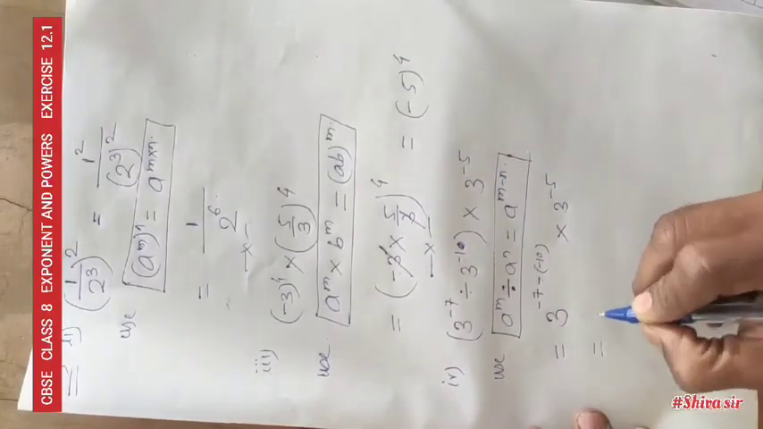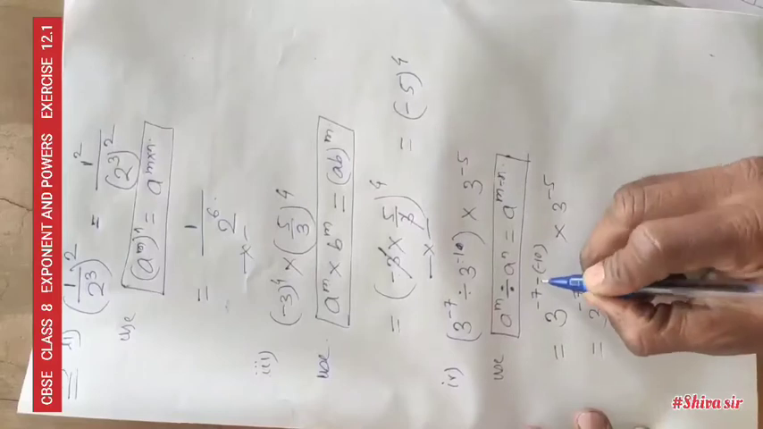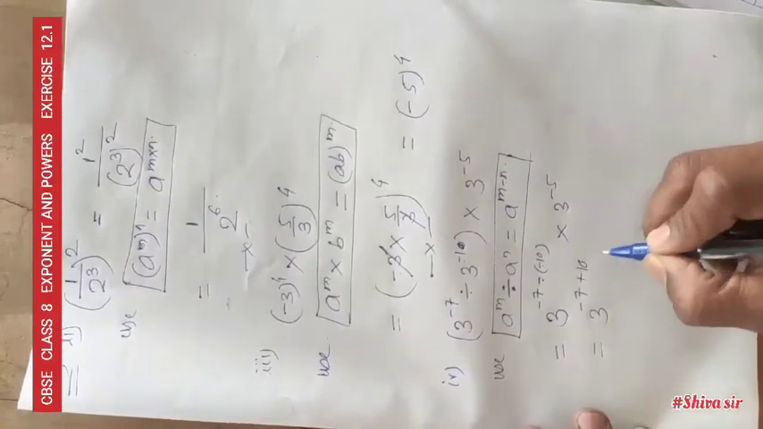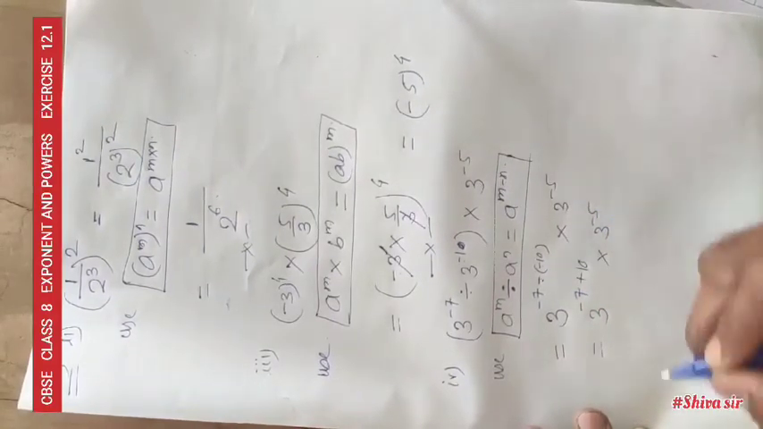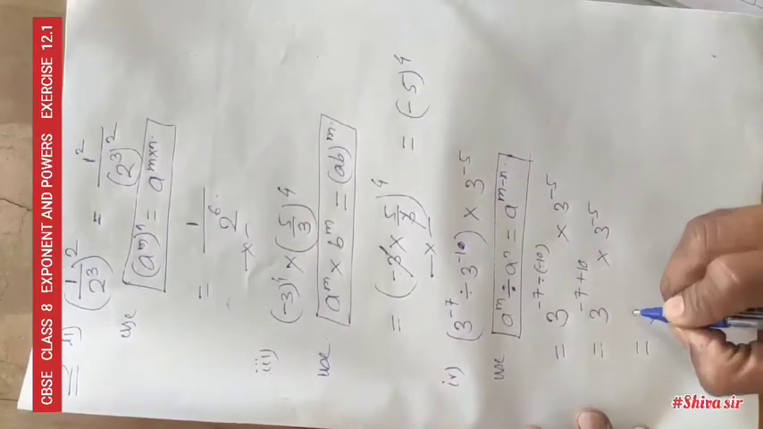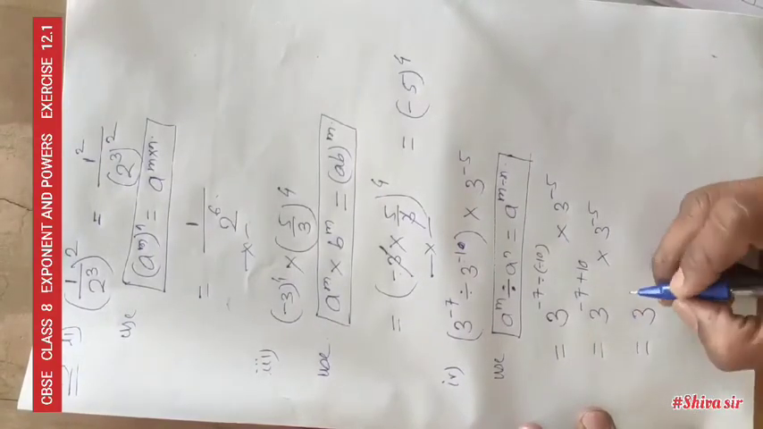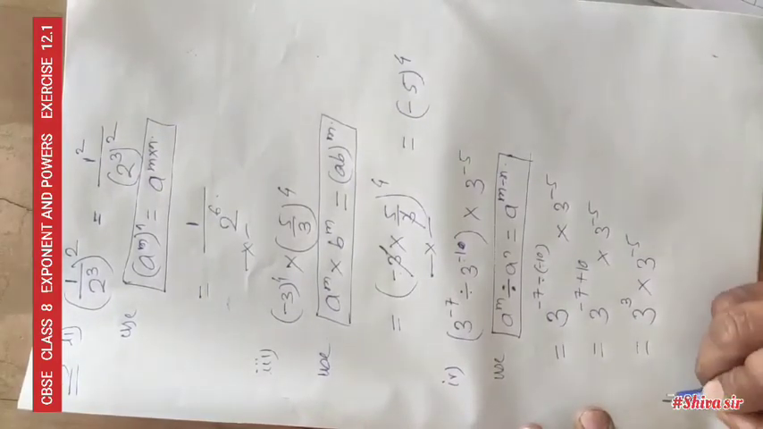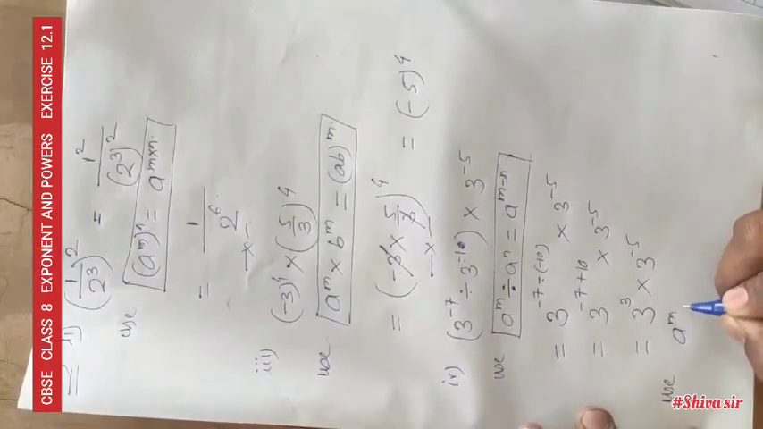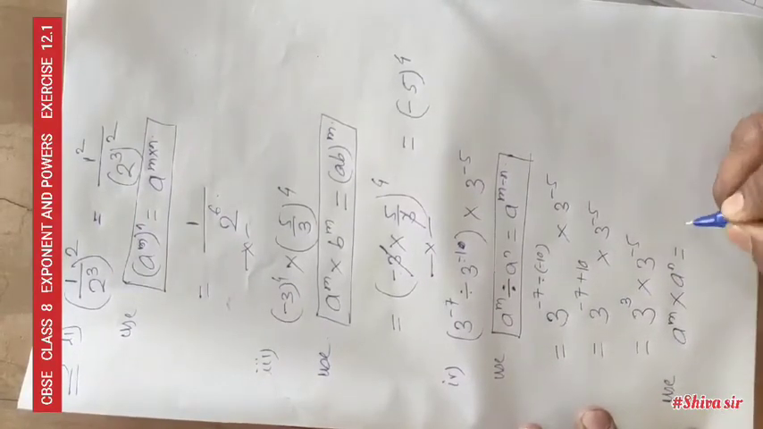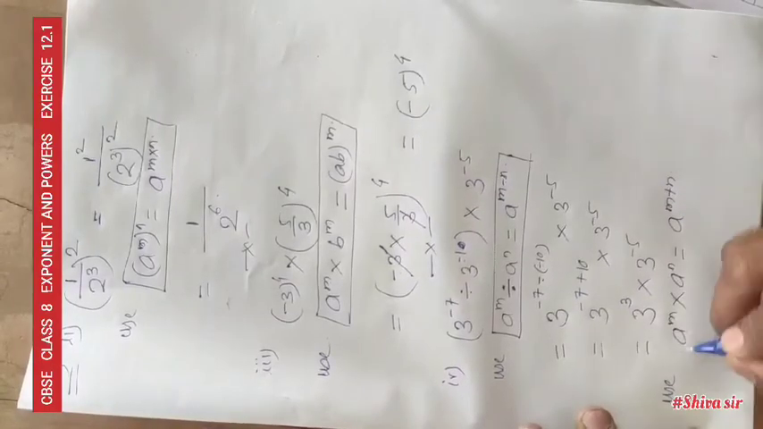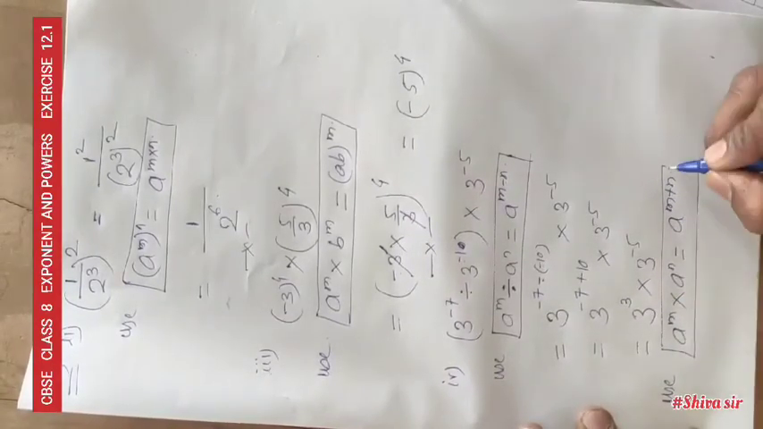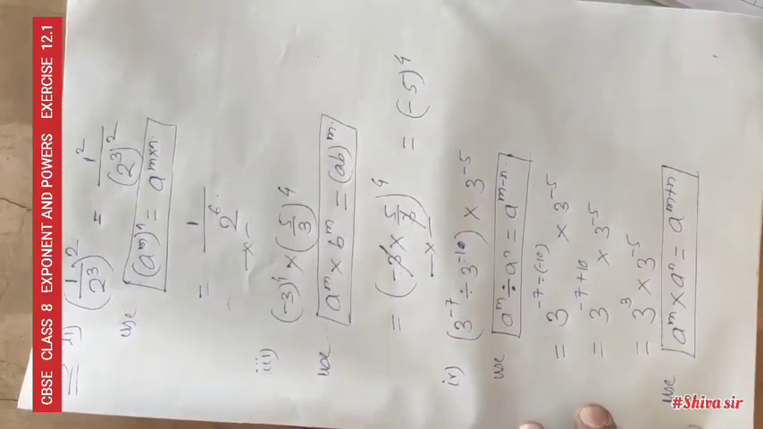By solving this term, 3 raised to the power minus 7 minus into minus, plus 10, into 3 raised to the power minus 5. Then 3 raised to the power minus 7 plus 10, that is 3, into 3 raised to the power minus 5. Here we again use the formulation: a raised to the power m into a raised to the power n is equal to a raised to the power m plus n.